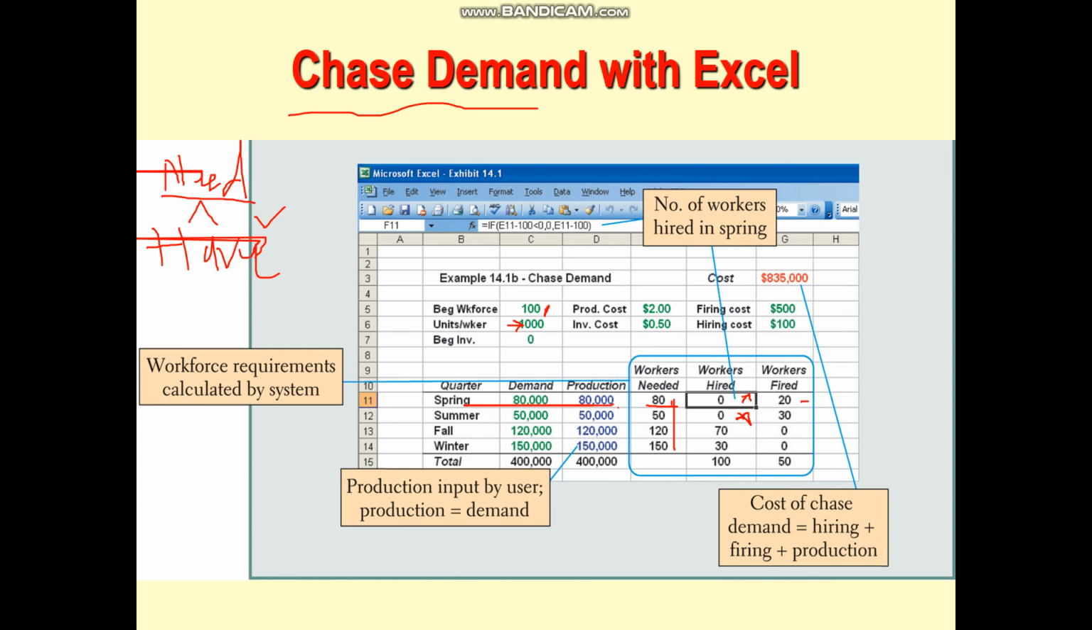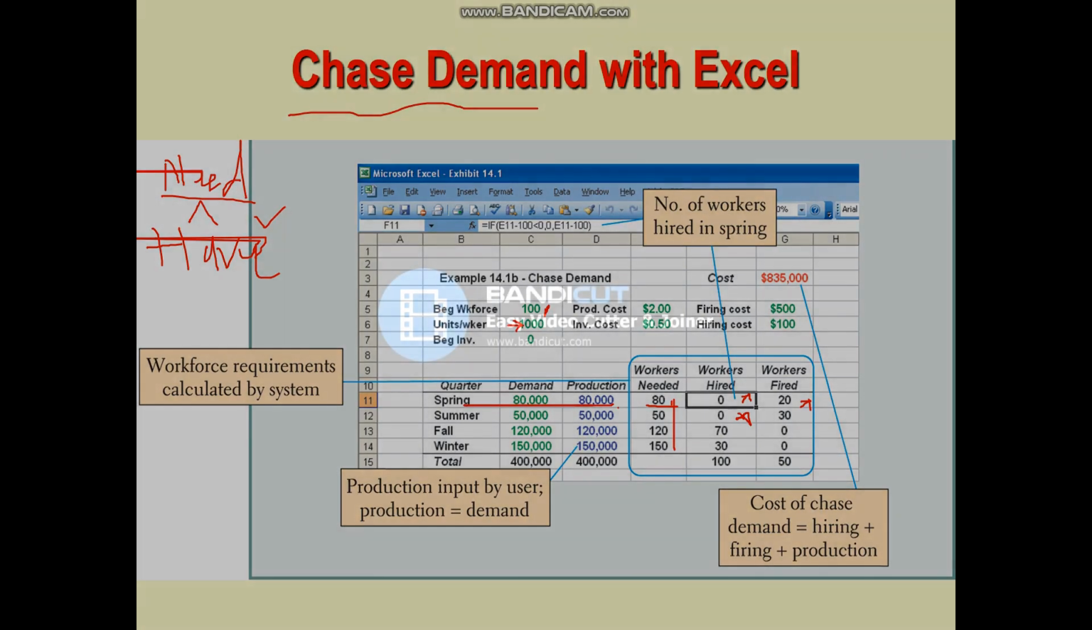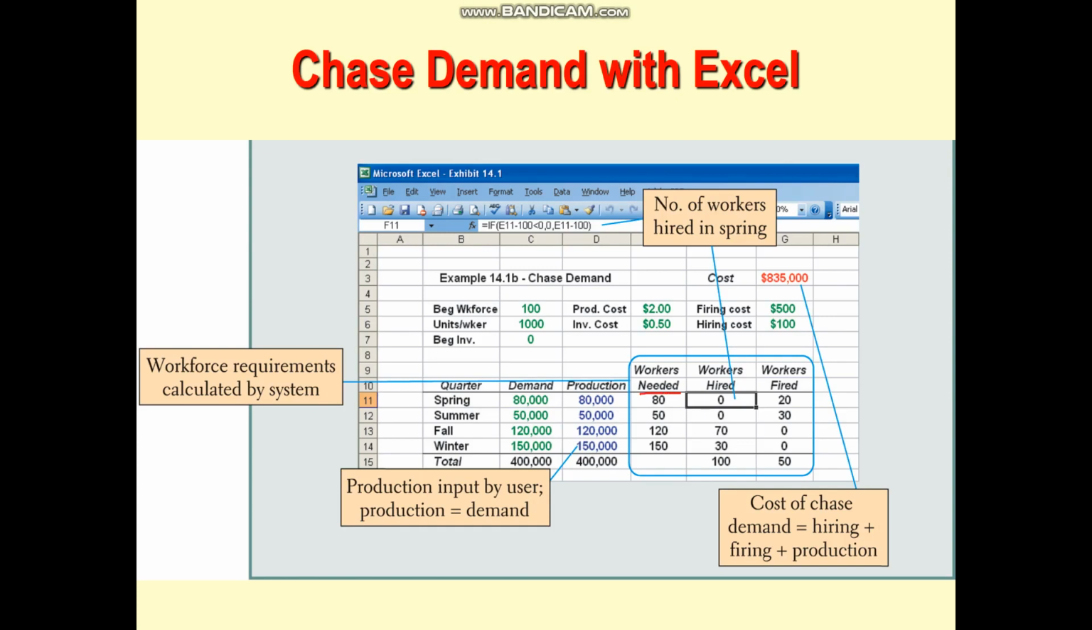For the fire column, it will be the converse of the hire. Because when we hire someone, we don't need to fire someone. When we fire someone, we don't need to hire anyone. So if what we need is smaller than what we have, we will need to fire someone, right? So if it's true, the number we fire will equal the number of workers we have minus the number of workers we need.